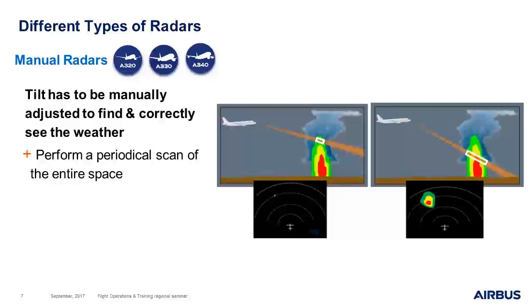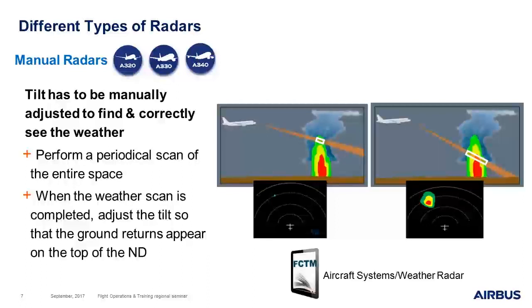That is why, for aircraft fitted with manual radars, we recommend to perform a periodical scan of the entire space. Then, when the weather scan is completed, adjust the tilt so that the ground returns appear on the top of the ND. All of these techniques are provided in our Flight Crew Technique Manual in the section Aircraft Systems, Weather Radar. And this is the case and will be the case for all types of radars.